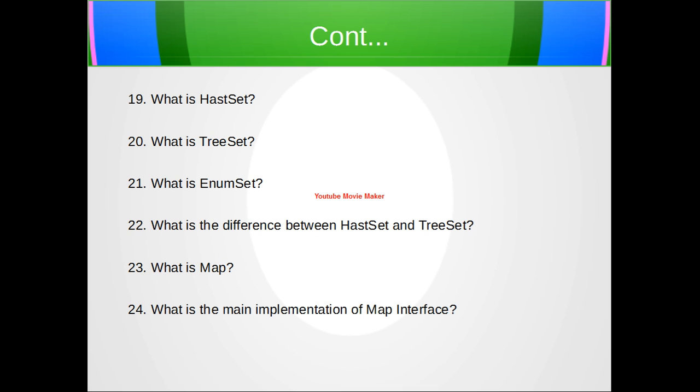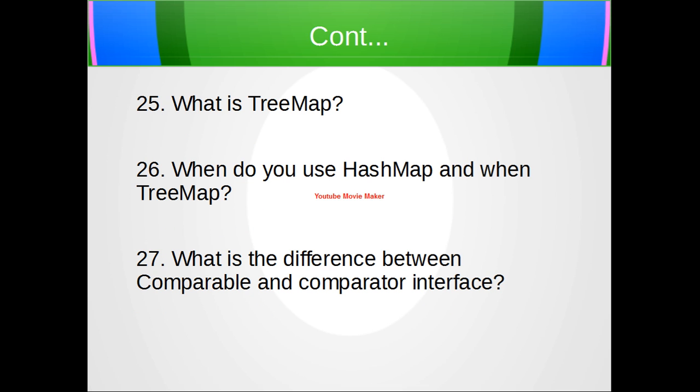So the next question is, what is a map? A map is an object that stores associations between keys and values. Given a key, you can find its value. Both keys and values are objects. The keys must be unique, but the values may be duplicated. Some maps can accept null keys and null values, others cannot. So it depends basically. So what are the implementations of map interface? Let's say it is the hash map, the hash table, the tree map, and the enum map.